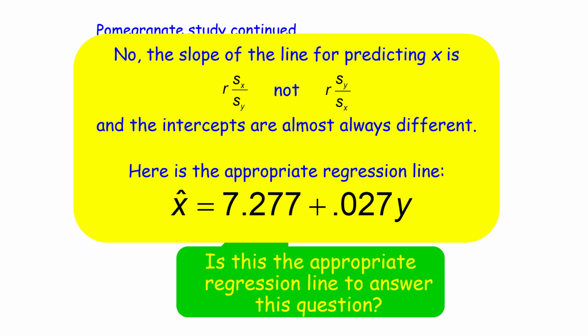And the answer here is no. The slope of the line for predicting x is r times s sub x over s sub y, which is not r times s sub y over s sub x. And the intercepts are almost always different. Here is the appropriate regression line for this: x hat equals 7.277 plus 0.027y. And in case you forgot, the s sub x and s sub y denote the sample standard deviations of the x's and the y's.